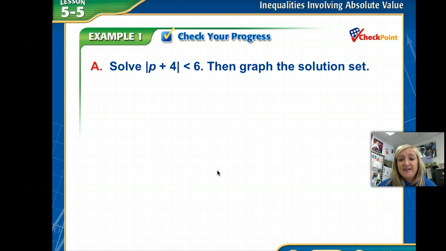All right, we are at our first checkpoint. So if you want to pause the video, I want you to solve this absolute value inequality and then graph it on a number line. We'll come back together and see if we got the same answer.